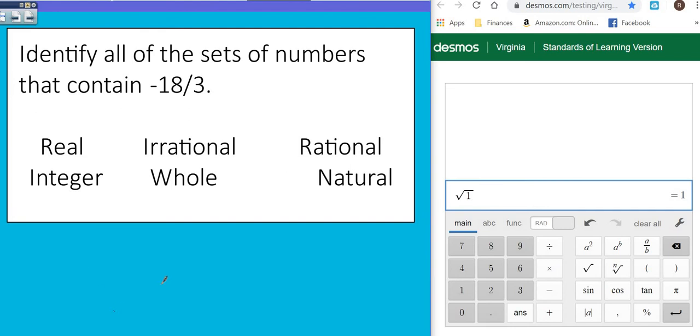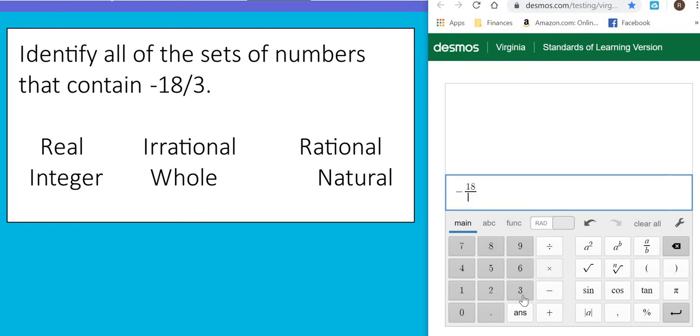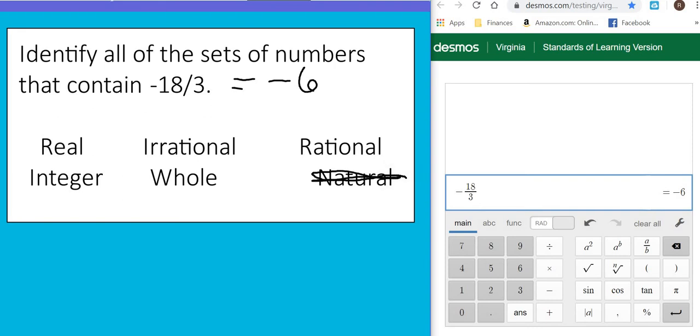Okay, identify all the sets of numbers that contain negative 18 over 3. First thing I'm going to do is put that in my calculator. Negative 18 divided by 3. That gives us negative 6. So I have to identify every group that contains negative 6. Let's look at natural. Can you have negative 6 hairs? You cannot, so let's mark it out.